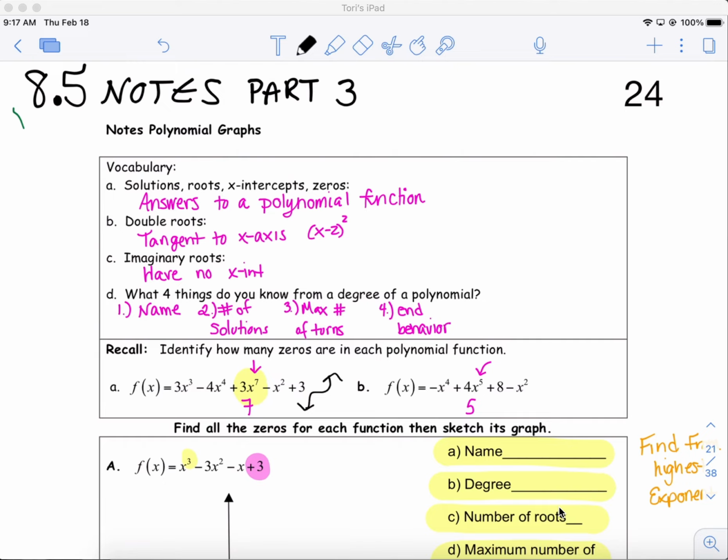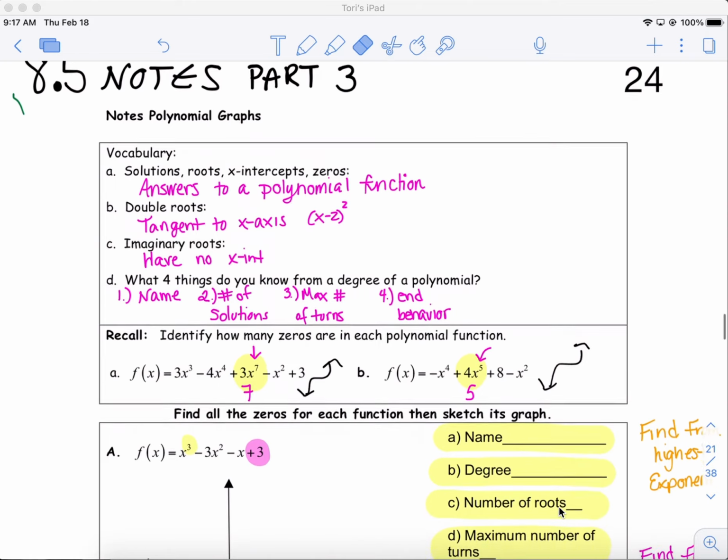Okay? Same thing for the second one. Just knowing this main degree of 5, highest exponent is 5, degree is 5, tells us the name is going to be quintic, tells us the number of solutions, 5, could be real, could be imaginary. Maximum turns would be 4, that's 1 less. And it tells us our end behavior, again, is going to look something like this. Both of those have a positive leading coefficient. Remember, if they did have a negative, it would switch it to kind of this direction. Okay? All right, let's go ahead and move on.